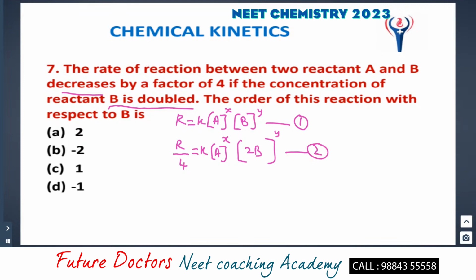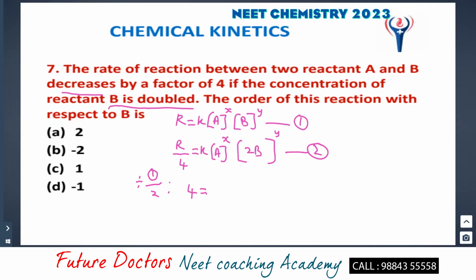Now you can divide. What happened? Divide equation number 1 by 2. So it becomes R by 4. R gets cancelled. 4 goes to the numerator, so 4 is equal to. And when you divide, what happened? K gets cancelled. A power X gets cancelled. Then remaining is what?